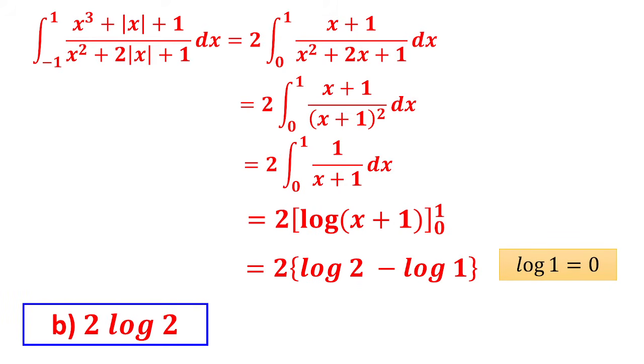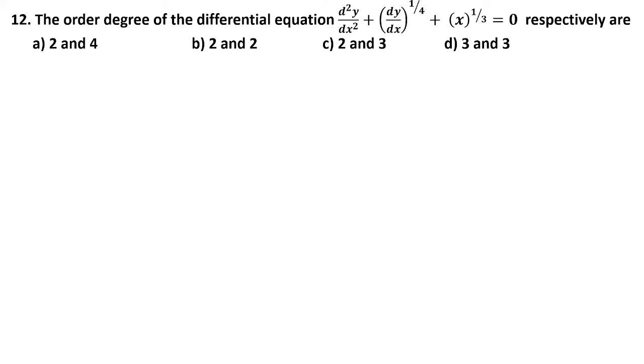That is option B. Question number 12. You have to find the order and degree of the differential equation. Be careful whenever they ask this type of question, the equation has to be written in a proper form. The powers should not be rational. You have to convert them into integers, then check what the order and degree are.